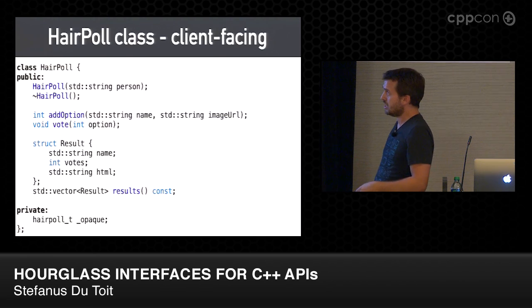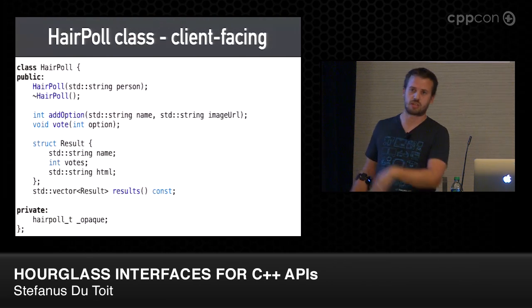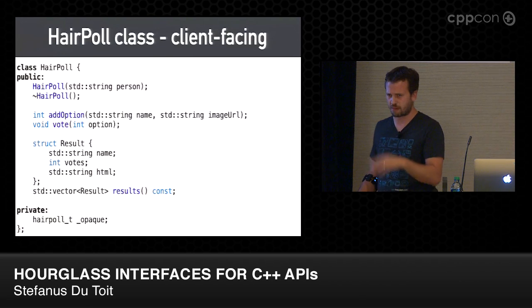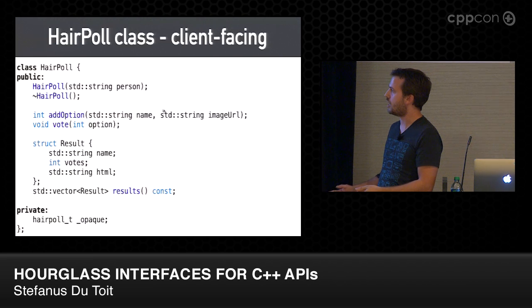We're going to be able to construct one with the name of the person. We're going to be able to add various options to it, vote, and then we're going to get the result back as a list of vectors. Again, no more callbacks or anything like that. We just want a list of vectors at the end. And probably the most interesting part about this is the fact that down here we have just one data member, which is the opaque pointer to the hairpull_t.